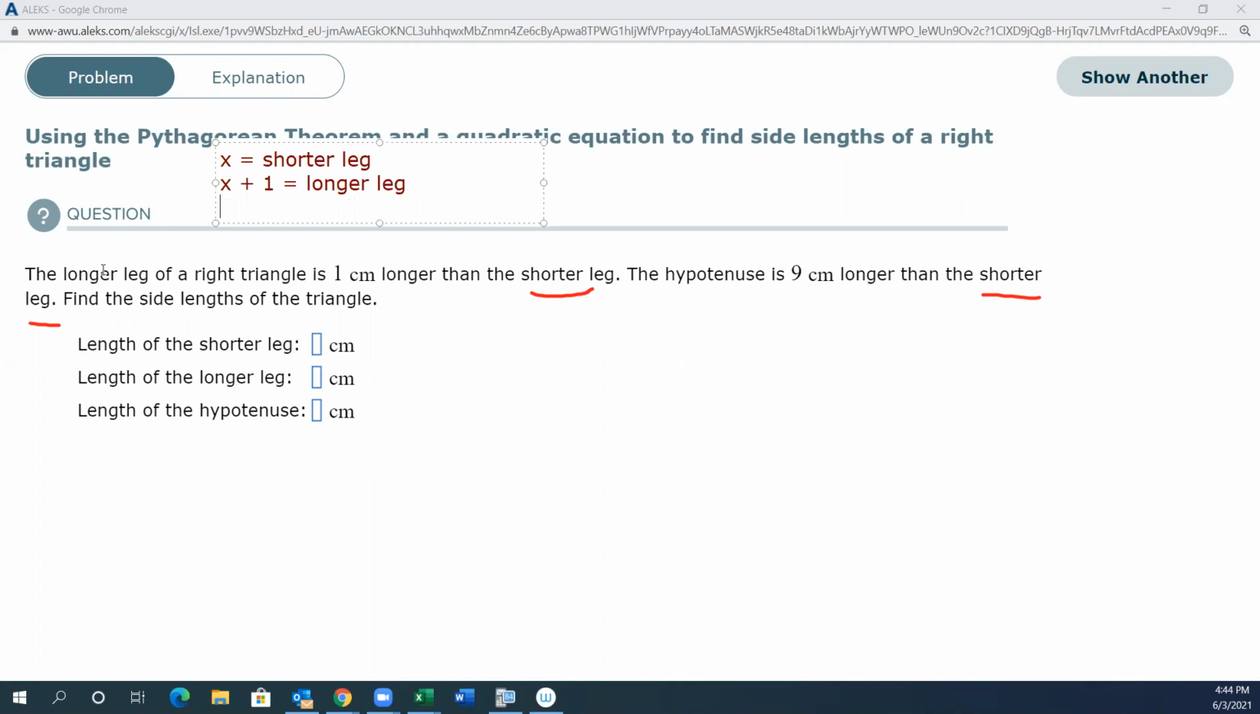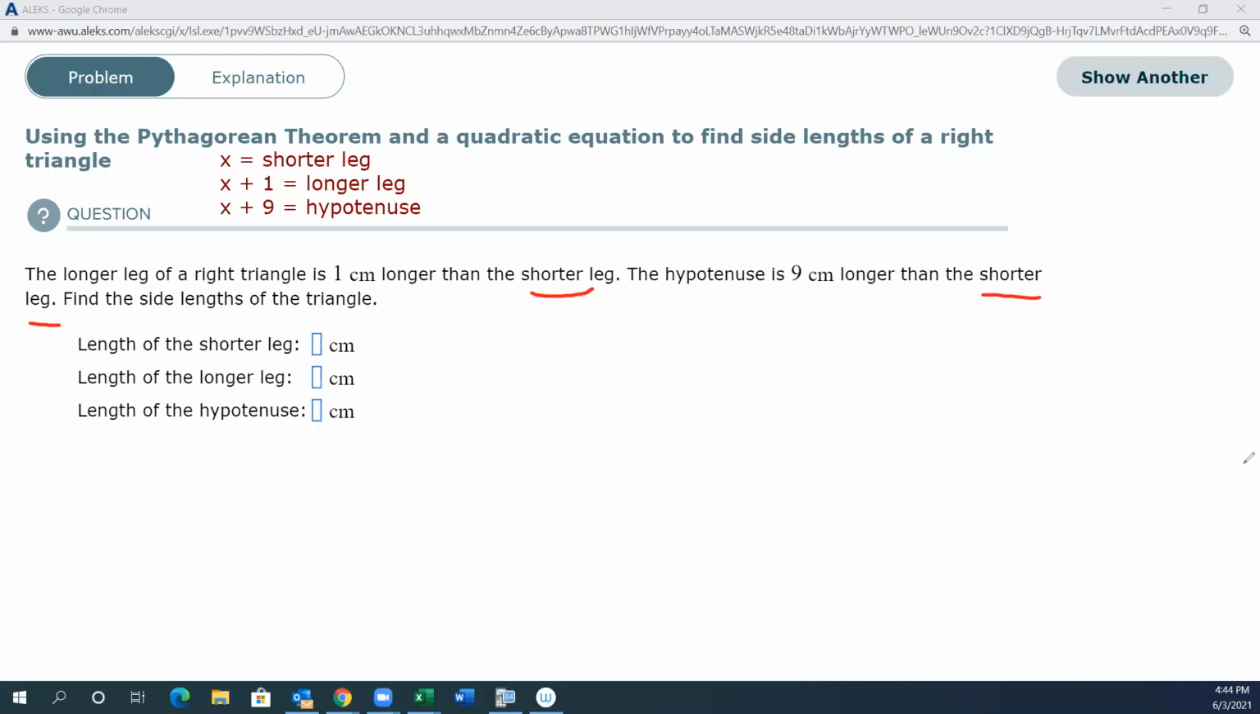Then it says that the hypotenuse, where's that? There's the home button. The hypotenuse is going to be what? Well, it's 9 centimeters longer than the shorter leg. Oh, so shorter leg increased by 9. Okay. So that's what you got to do first. You got to translate, or you got to define your variables.